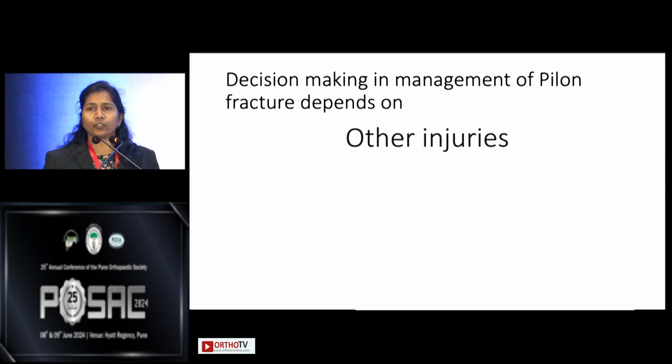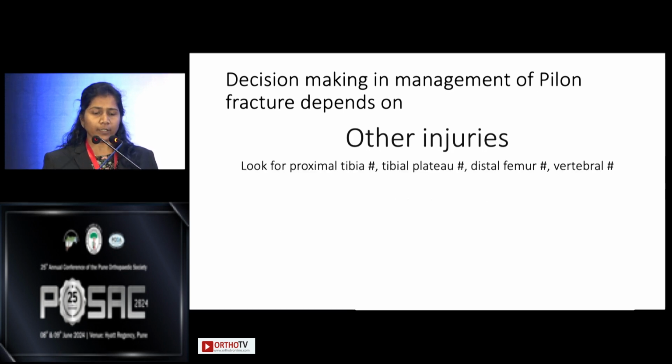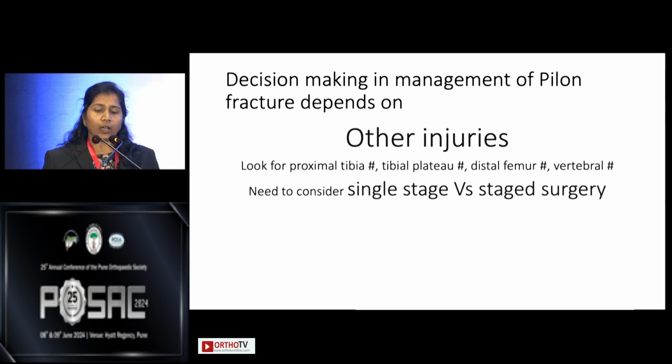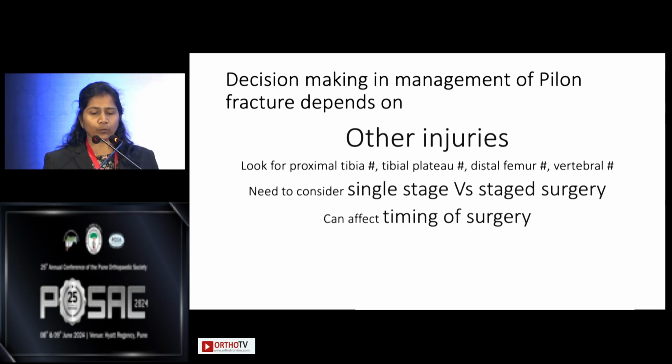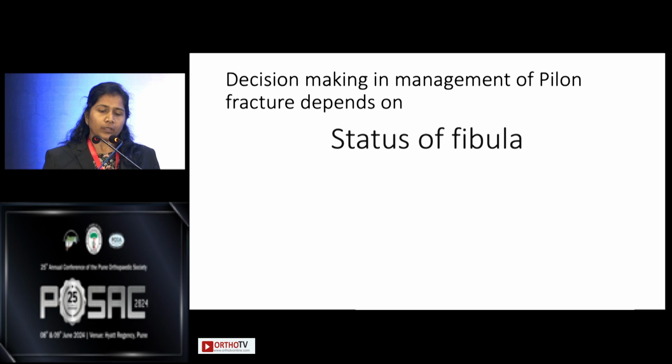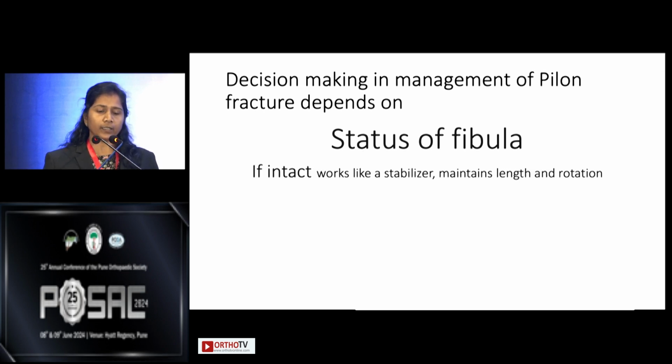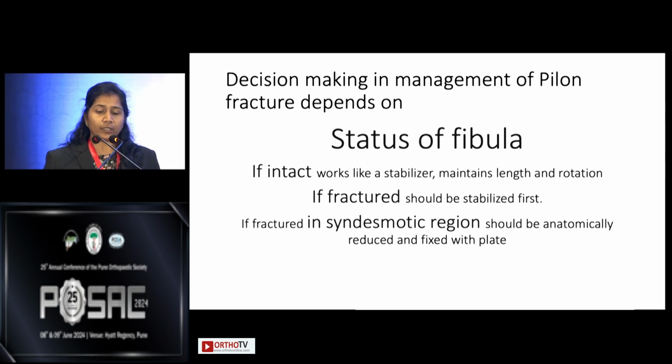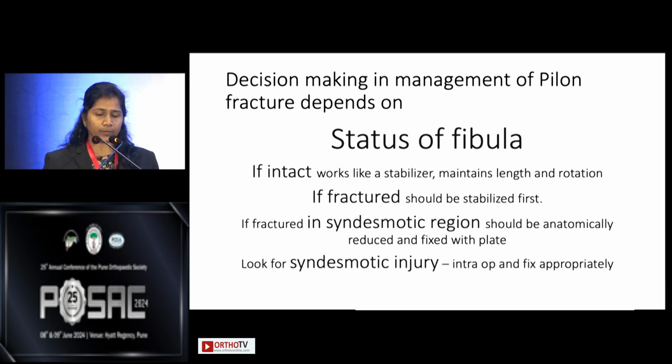The other injuries should not be missed in the initial assessment, as they can affect our planning, whether to do it as a single stage versus a staged procedure. And the status of the fibula is something very important to look for. If it is intact, it works like a stabilizer. If it is fractured, it is the first that should be tackled. And if it is fractured in the syndesmotic region, care should be taken while operating, it should be noted and it should be fixed.